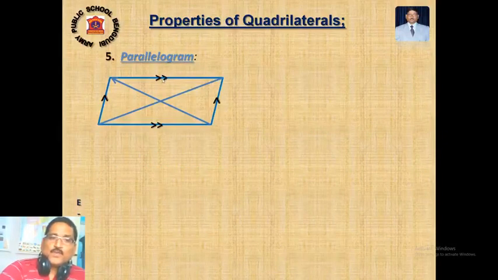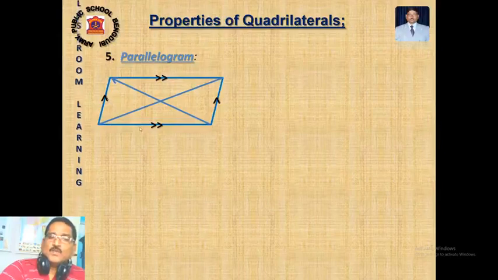Next figure is the parallelogram. Here, two pairs of opposite sides, this parallel to this and this parallel to this, and this equal to this and this equal to this. Two pairs of opposite sides are parallel.